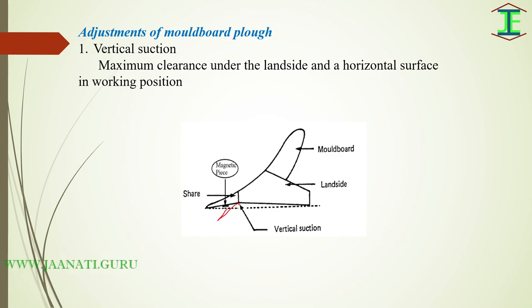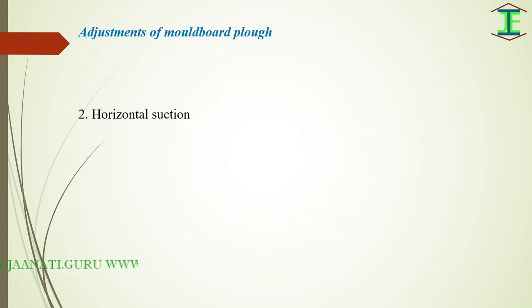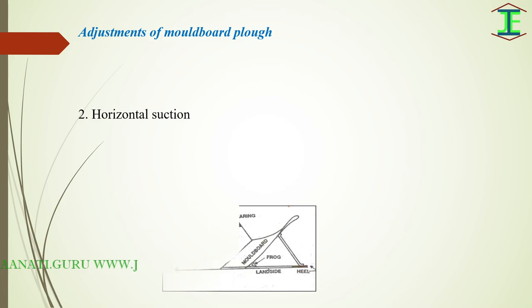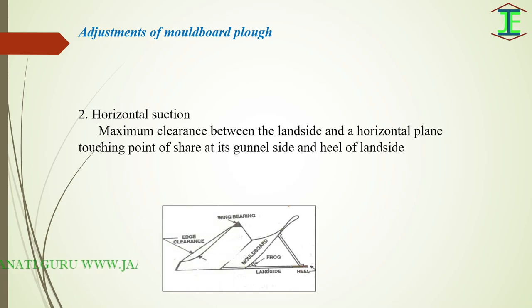If we increase this, then the depth of plowing will be increased. Horizontal suction. This horizontal suction is the maximum clearance between the land side and the horizontal plane where the gunwale side of the share and the heel of the land side are met. So heel is nothing but the end part of the land side.